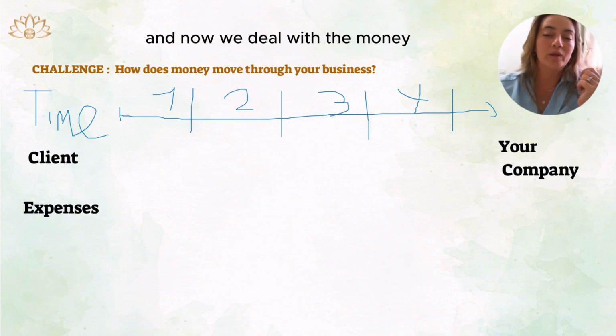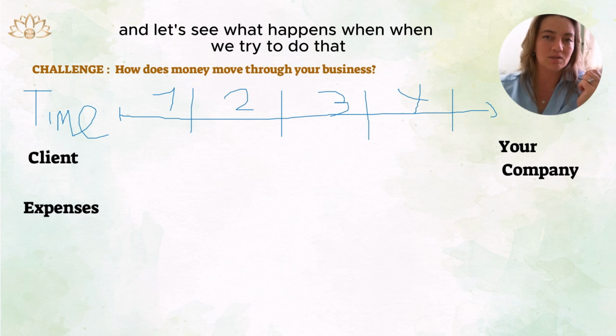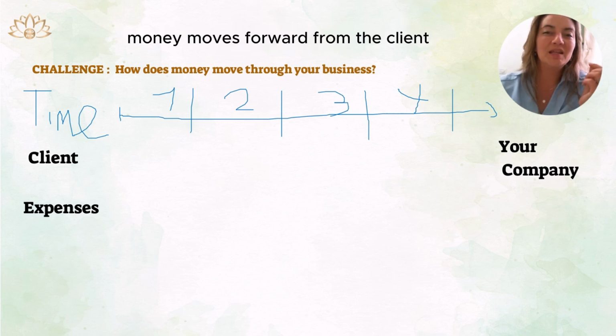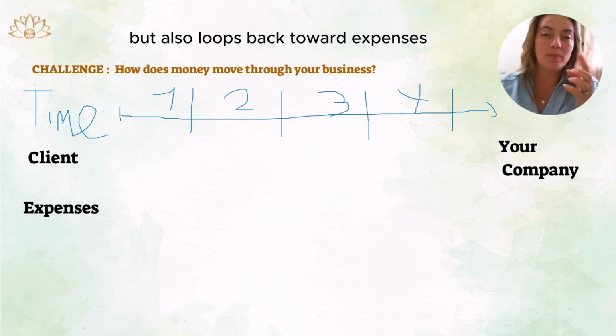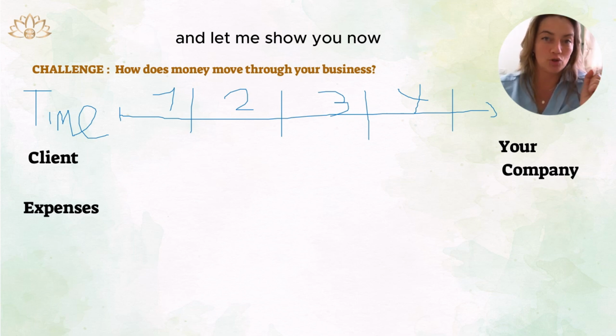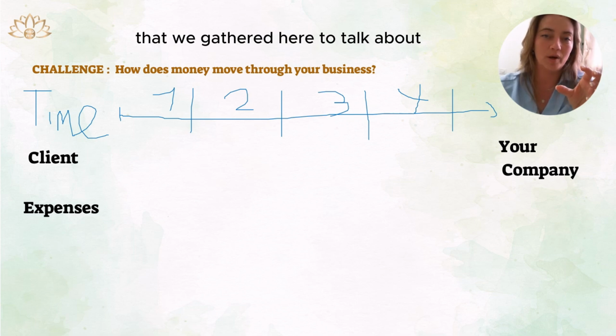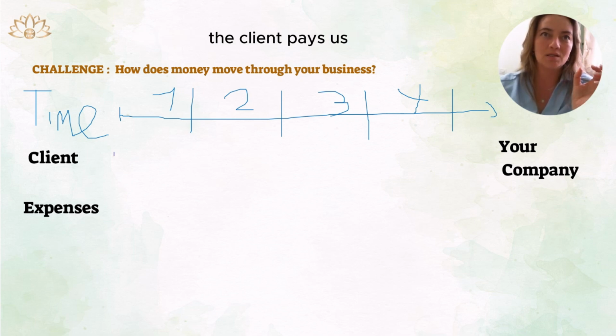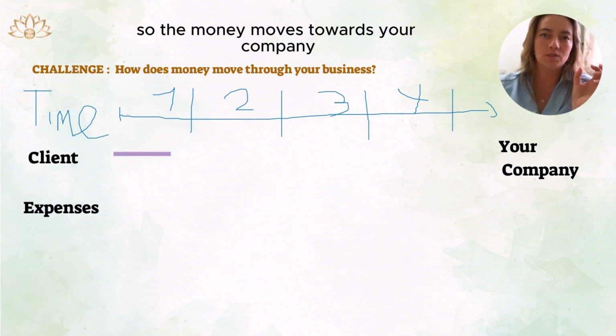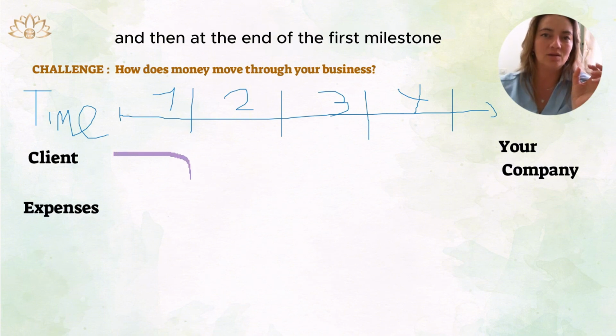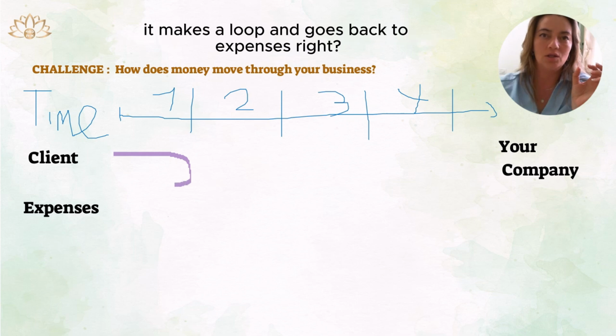Now we deal with the money, and let's see what happens when we try to do that. Money moves forward from the client, but also loops back toward expenses. And let me show you. Now we're going to deal with the core that we gathered here to talk about, the money. The client pays us, so the money moves towards your company. And then at the end of the first milestone, it makes a loop and goes back to expenses, right?